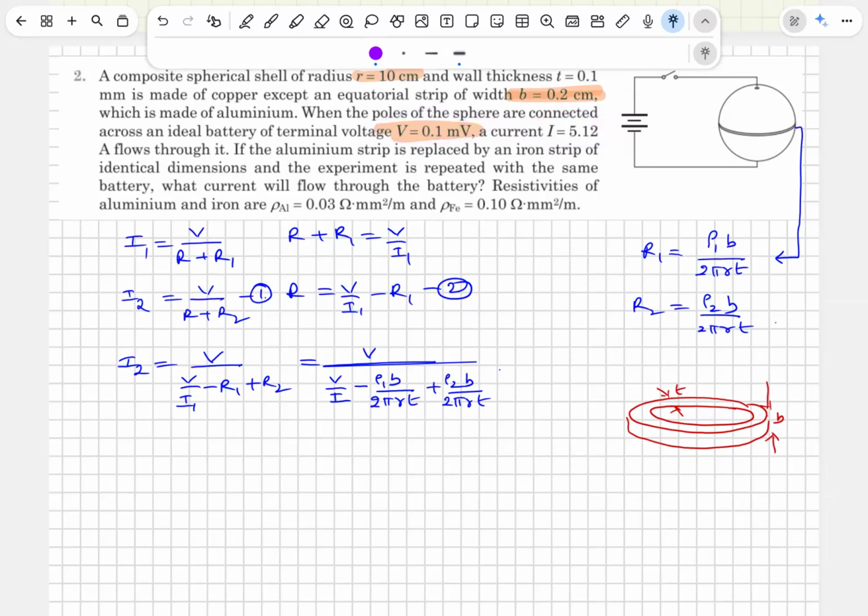Next part, replacing the copper strip with the aluminum strip. I2 is V by R plus R2. So I know what R is from here, because I know R1 also, data provided. Therefore, I2 is V by I1 minus R1, that is, R.